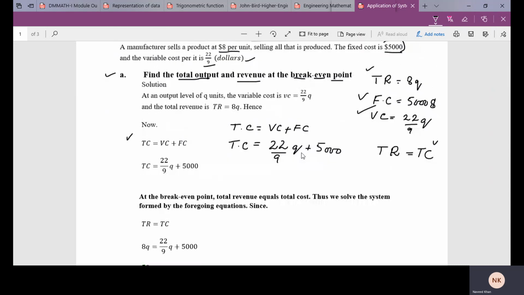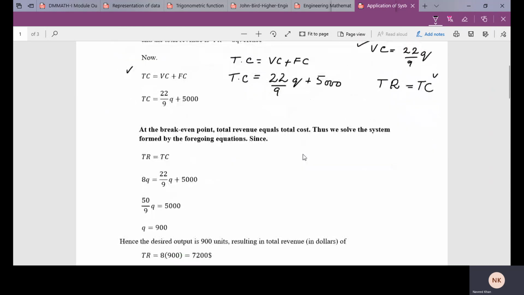At the break even point, it means that total revenue will become equal to total cost. There will be no profit and no loss. At the break even point, total revenue equals total cost. So at the break even point, there will be no profit and there will be no loss. So look here, total revenue is equal to total cost.